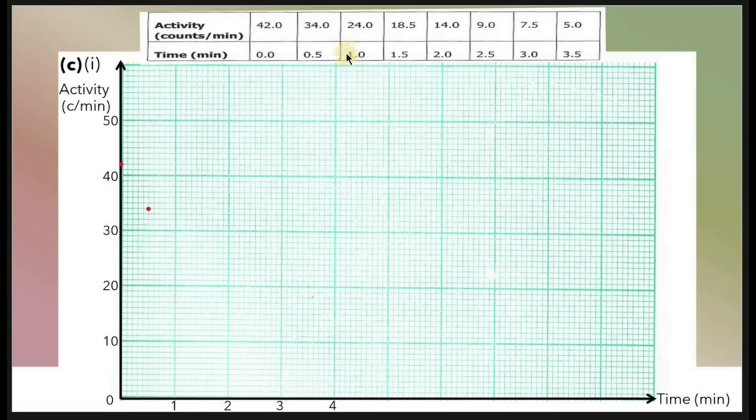So on the middle, 0.5, 34. Then here, 1, 24. So this is 1. 24 is somewhere here: 21, 22, 23, 24, somewhere here. There.